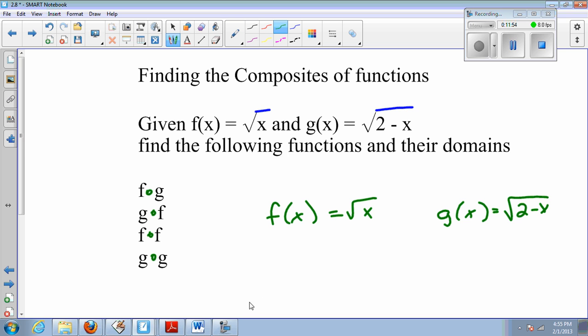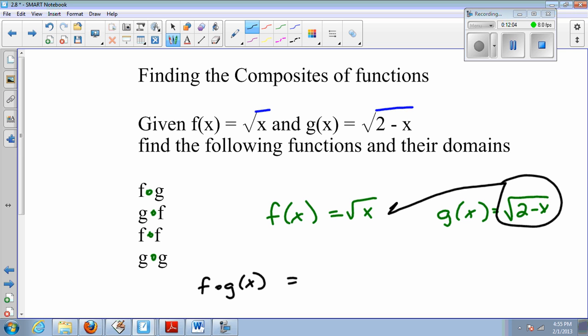Okay, so for f of g of x, g is inside, so we're plugging it in for x in the original root x, giving root of root 2 minus x. Now we're taking square roots, and 2 square roots go to a fourth root. So it becomes the fourth root of 2 minus x.